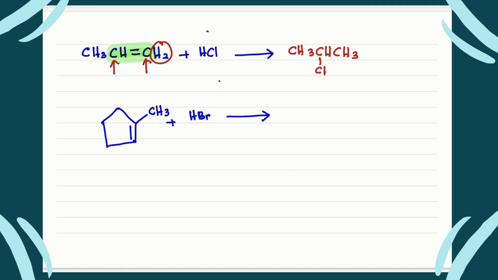The next one is this one. So let's focus on the functional group and then focus on each carbon. Actually, there is one hydrogen here and there is no hydrogen here. So when it undergoes reaction, the bromine will attach here and the hydrogen will attach here.